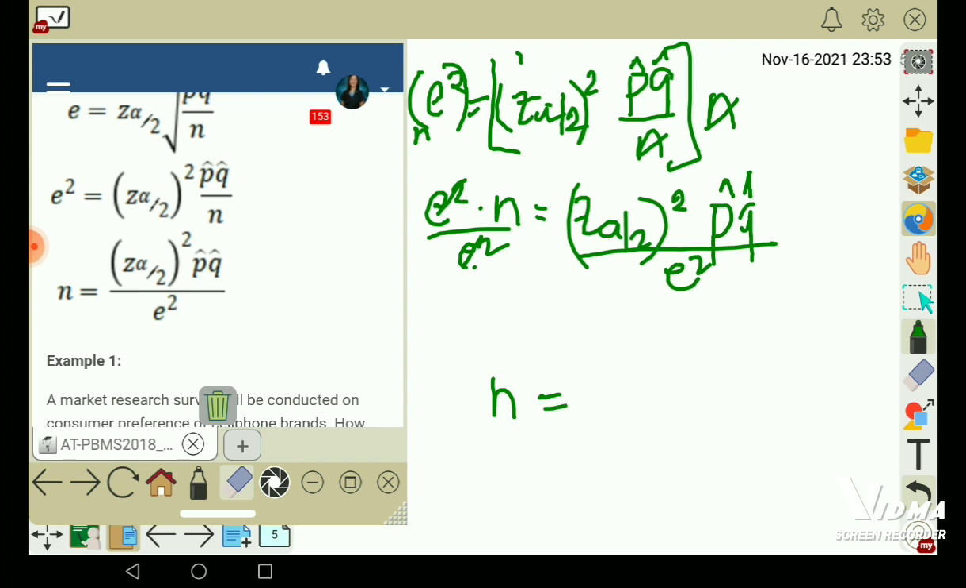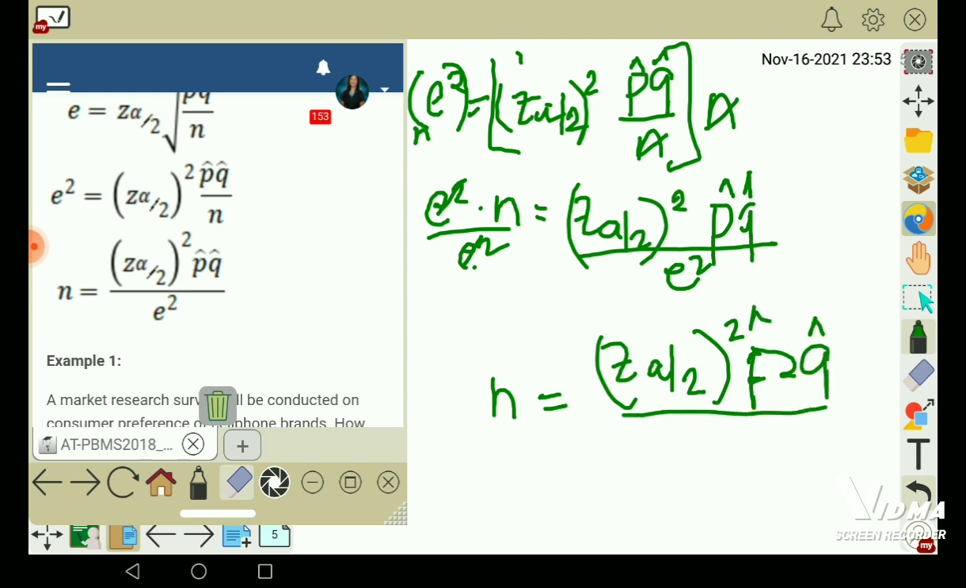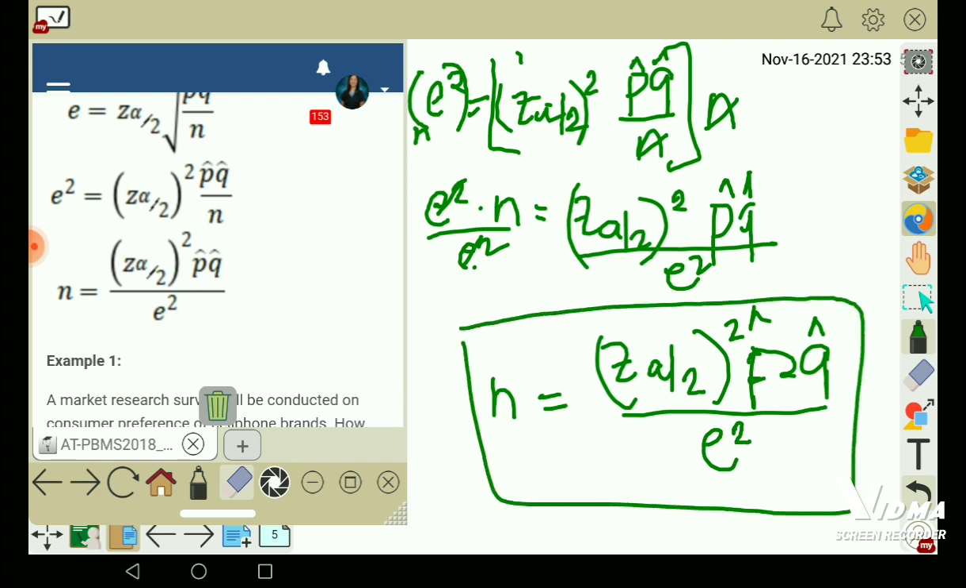N is equal to z sub alpha over 2 squared times p hat times q hat over e squared. Okay, and that is the formula for your sample size determination. Okay, so let's have an example for that one.